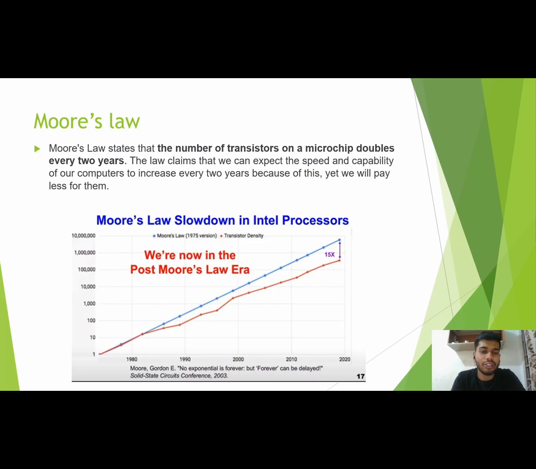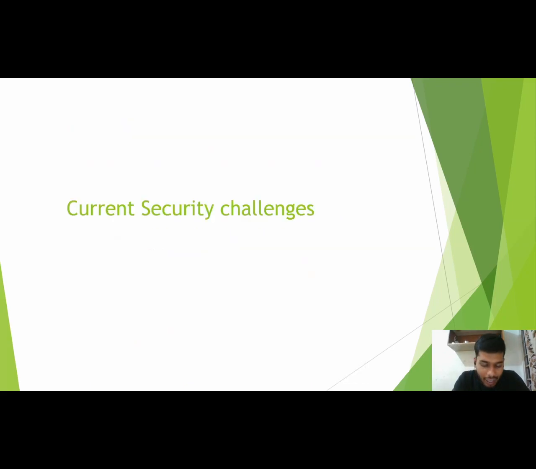The blue line shows Moore's law, the 1975 version, whereas the actual transistor density is shown in the red line. We can see that for the current 2020s, Moore's law states that almost more than 1 million transistors are needed for the calculation, which is 15 times more than what is currently used to calculate the level leaks, timing level attacks.